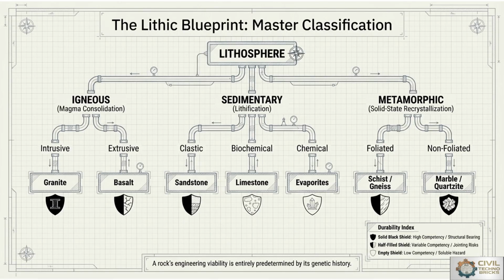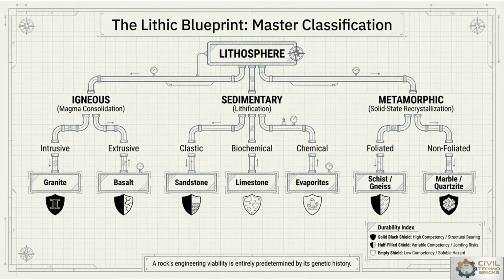Next will be the lithic blueprint, that is a master classification of rocks. On the basis of the lithosphere, the whole rocks are of three types: igneous, sedimentary and metamorphic. So the lithosphere is broadly classified with reference to three types of rocks. Each category is formed through a distinct geological process and possesses unique engineering characteristics. Igneous rocks are formed by magma consolidation, sedimentary rocks by lithification, whereas metamorphic rocks are formed by recrystallization. Their origin strongly influences durability, permeability and structural behavior.